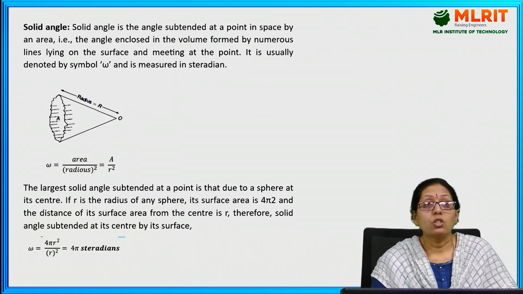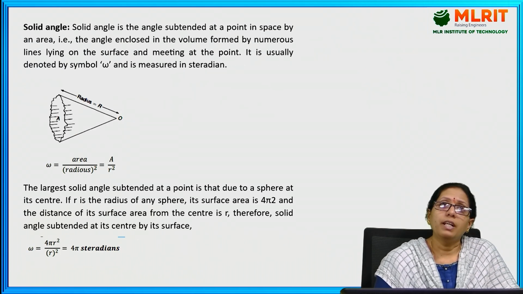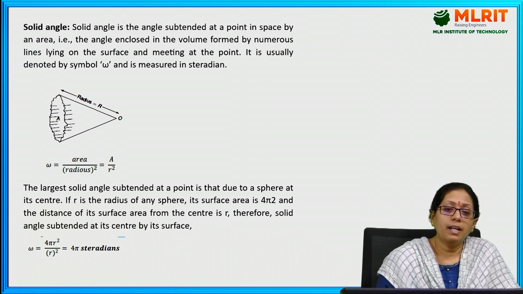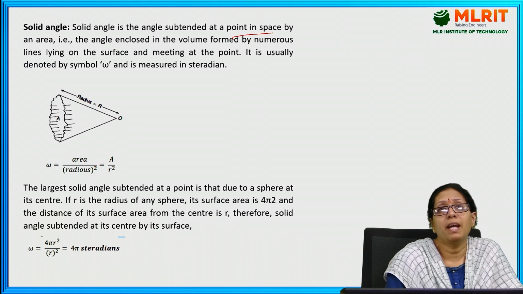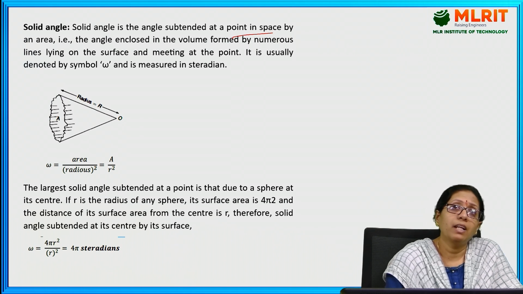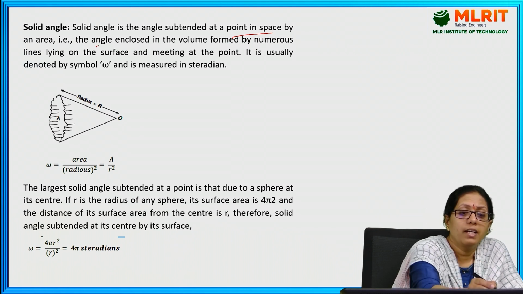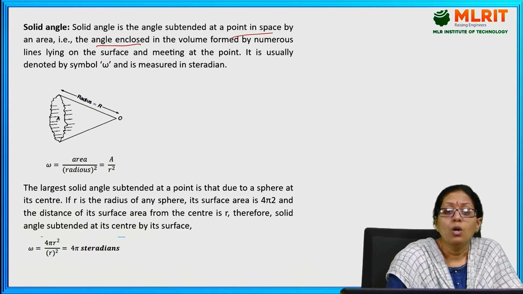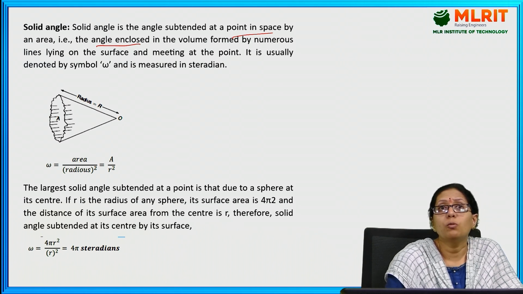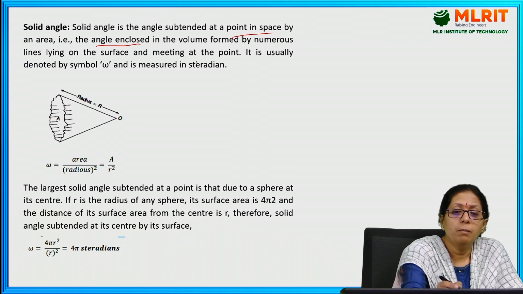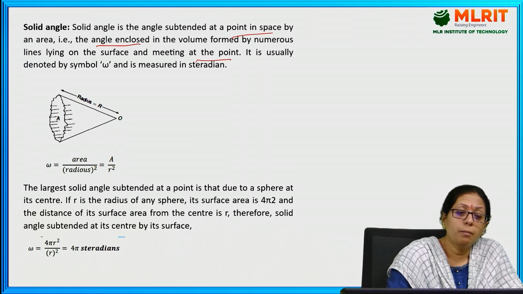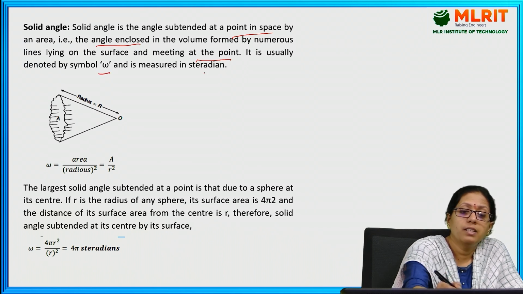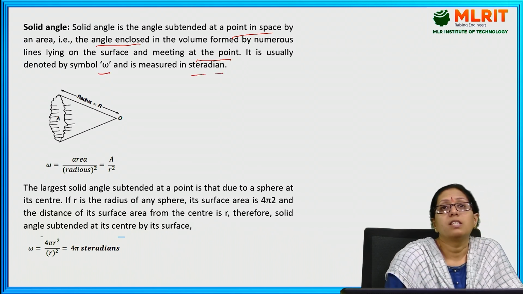Next one is solid angle. Solid angle is the angle subtended at a point in space by an area, that is angle enclosed in the volume formed by numerous lines lying on the surface and meeting at a point. It is usually denoted by omega and it is measured in steradian.